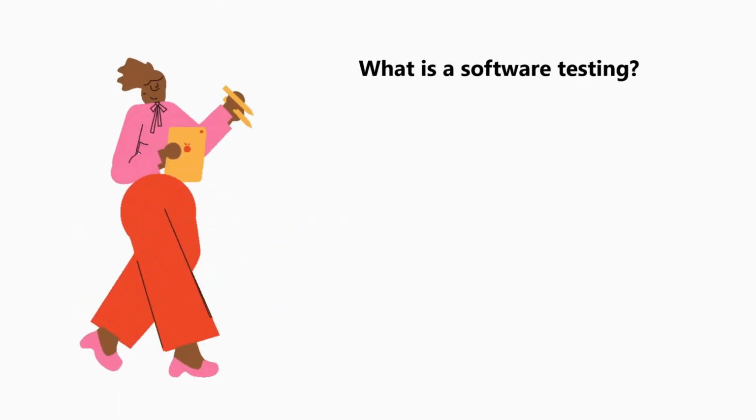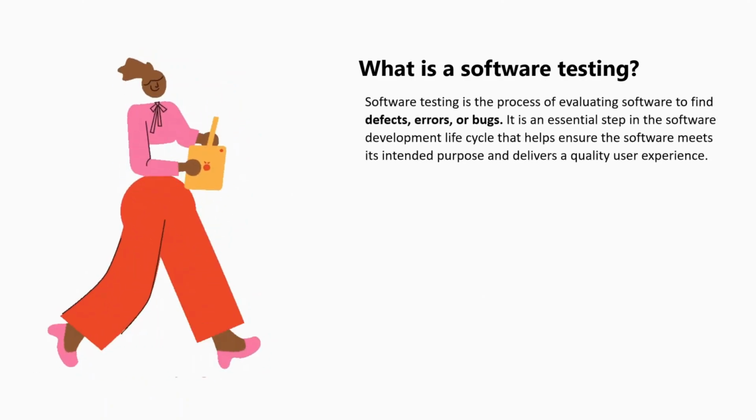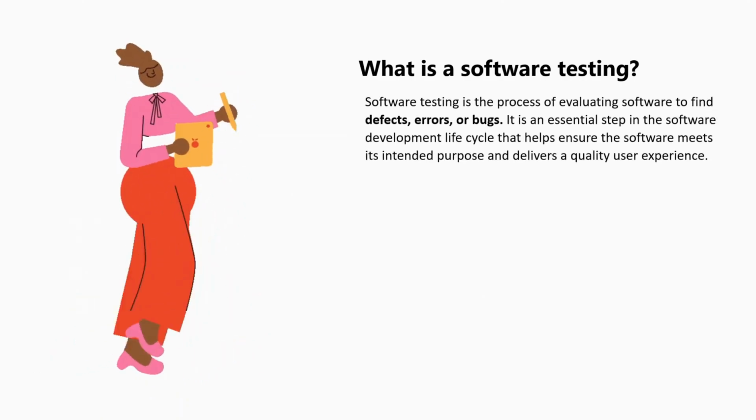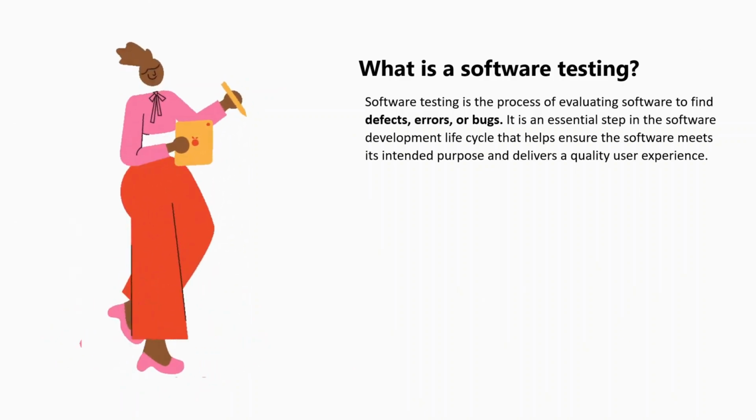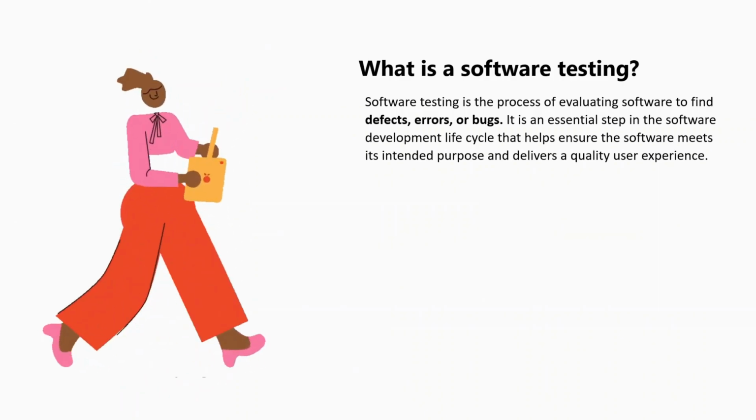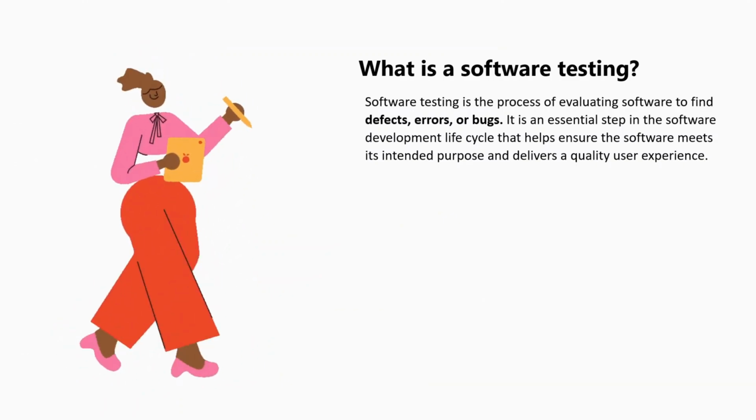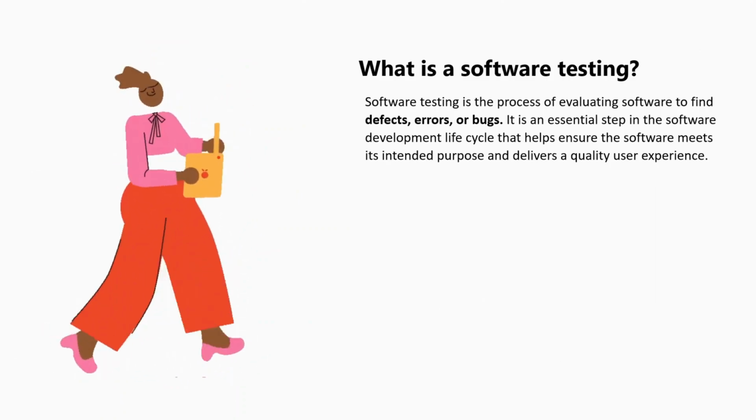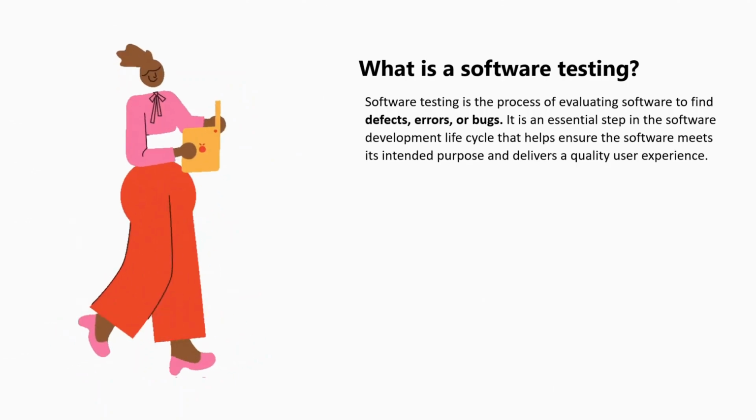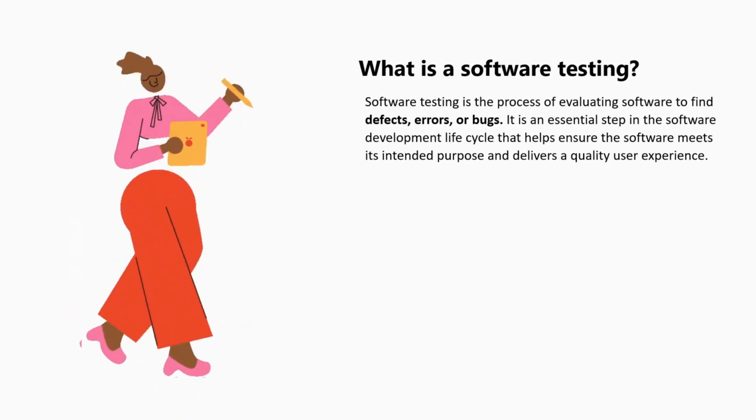Software testing is the process of evaluating software to find defects, errors, or bugs. Now, these terms, if you're not aware, we'll cover these in the upcoming sessions. Software testing is an essential step in the software development lifecycle that helps ensure the software meets its intended purpose and delivers a quality user experience. At the end, quality is the most essential part of any software development lifecycle.